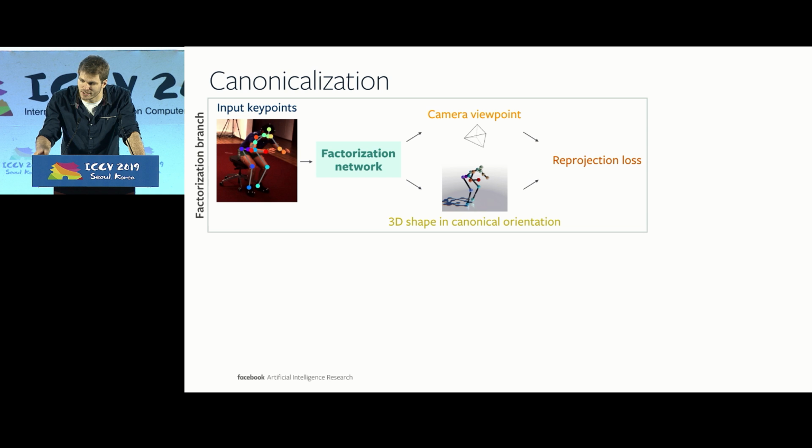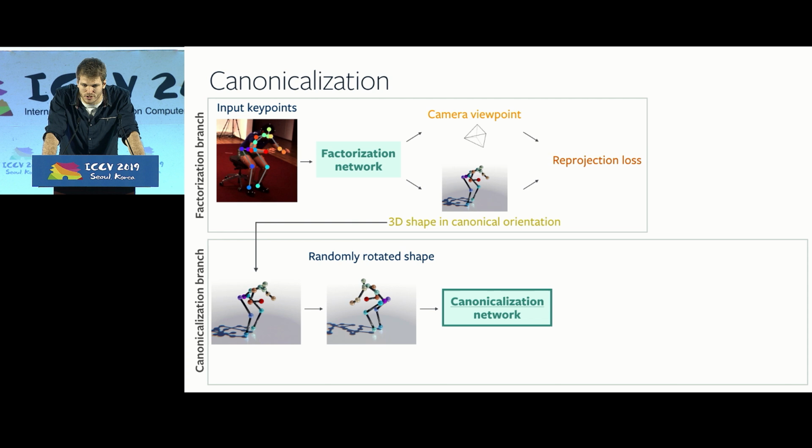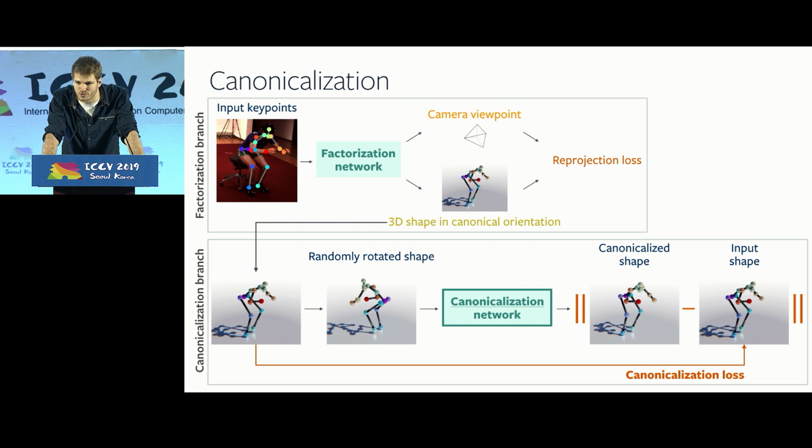And so this is actually quite a generic method. Its essence is it's an auxiliary branch of our network, which is trained together with the factorization branch. It takes the 3D shape in the canonical orientation. The first thing it does is that it rotates it randomly and then passes it through the secondary network, which is called the canonicalization network. And the goal of the canonicalization network is just to undo the random rotation. And so what this does in practice is that it stops the factorization network from producing two shapes, which are related up to a mirror rotation.